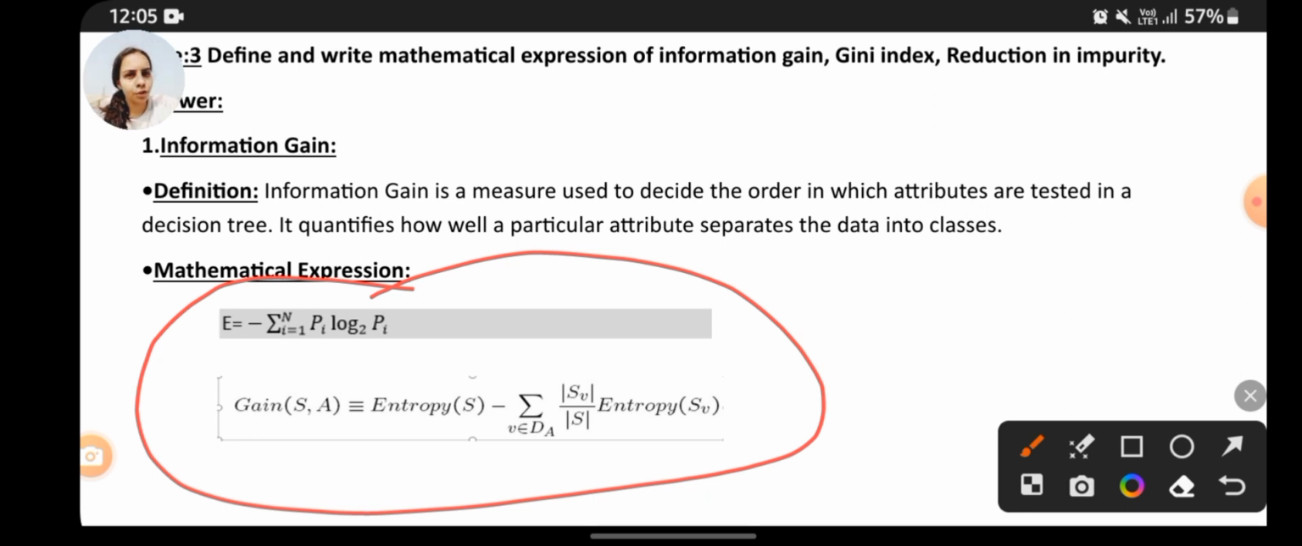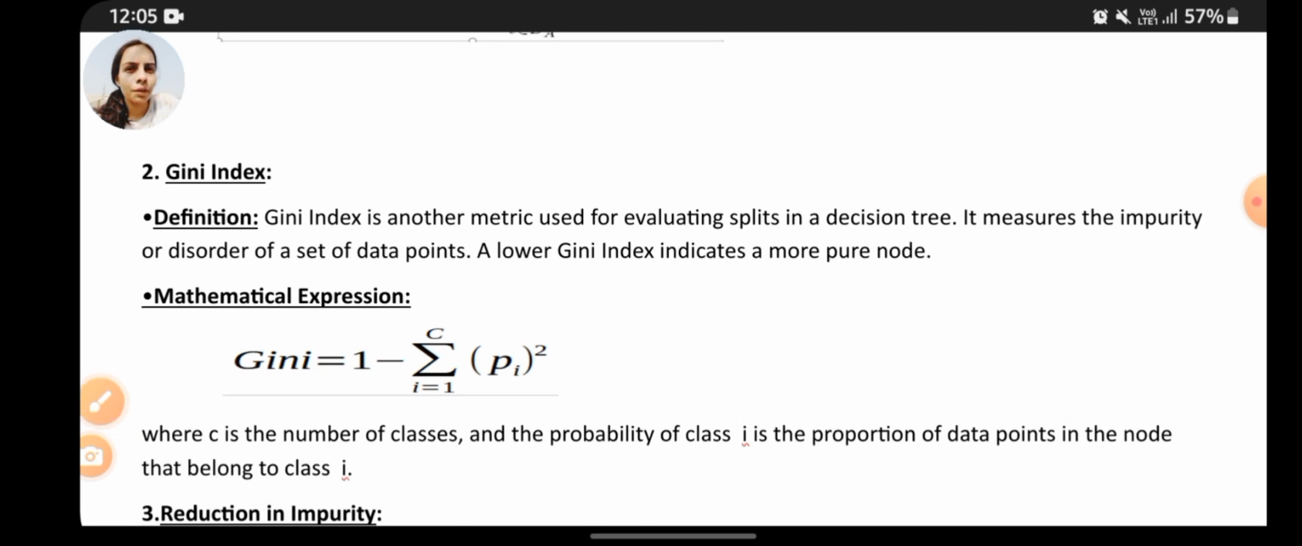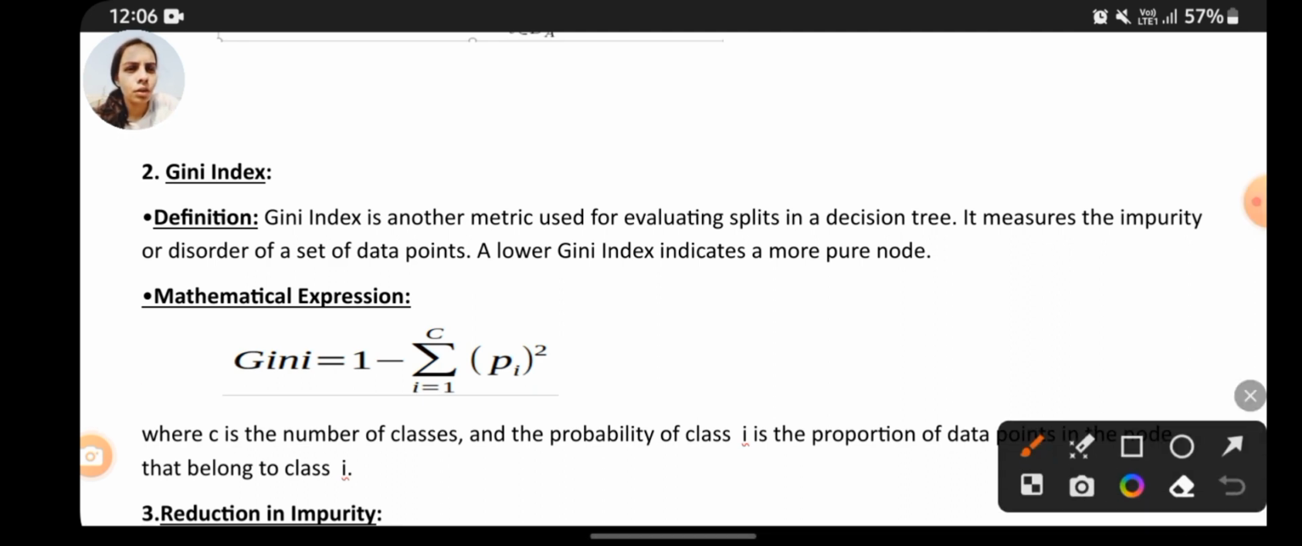So the definition of information gain is: information gain is a measure that is used to decide the order in which attributes are tested in a decision tree. It quantifies how well a particular attribute separates the data into the classes. Here is the mathematical expression of information gain. So this highlighted part is the mathematical expression of information gain.